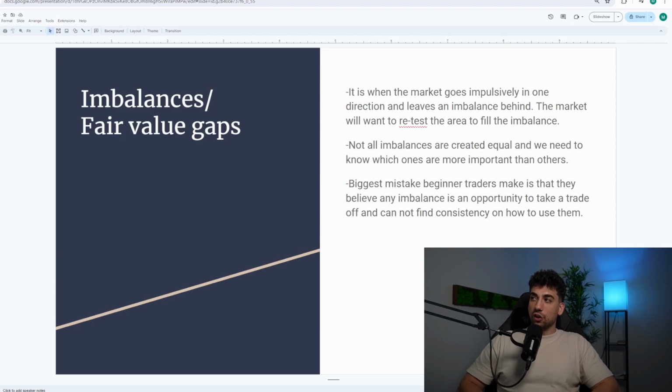Not all imbalances are created equal, and we need to know which ones are more important than others. One of the biggest mistakes beginner traders make is that they believe any imbalance is an opportunity to take a trade, and they cannot find consistency on how to use them.